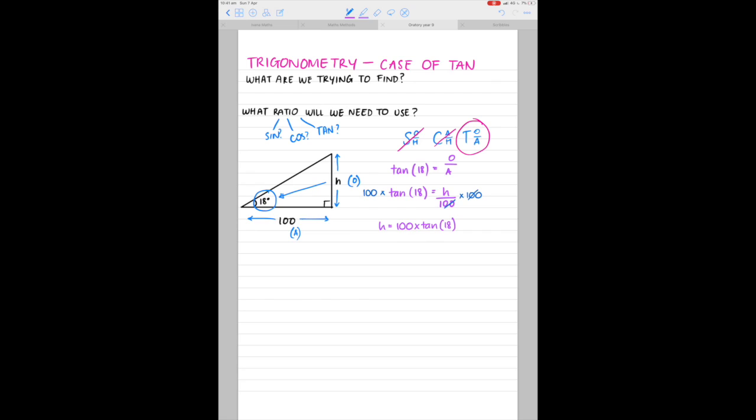Putting that into our calculator, we're going to get an answer of h equals 32.5. In this case, the question didn't give our numbers in units. However, if the question does, please make sure your final answer is given in units.